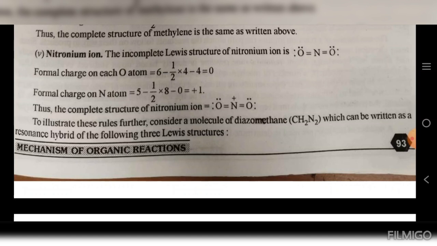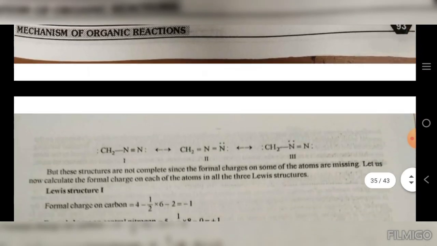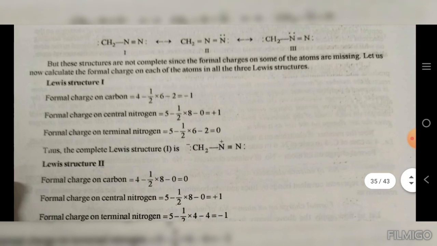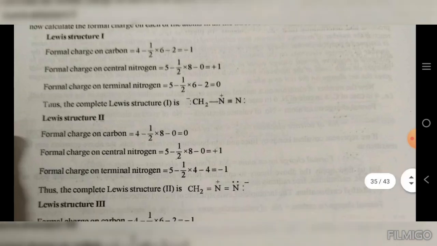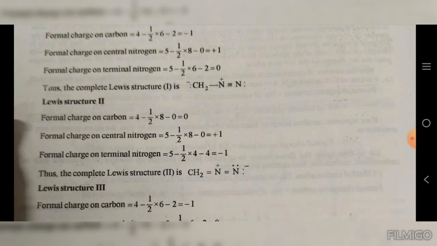To illustrate these rules further, consider a molecule of diazomethane, CH2N2, which can be written as a resonance hybrid of the following three Lewis structures. But these structures are not complete since the formal charges on some of the atoms are missing. Let us now calculate the formal charge on each of the atoms in all three Lewis structures. Lewis structure 1. Formal charge on carbon is equal to minus 1. Formal charge on central nitrogen plus 1. Formal charge on terminal nitrogen 0. Thus, the complete Lewis structure.